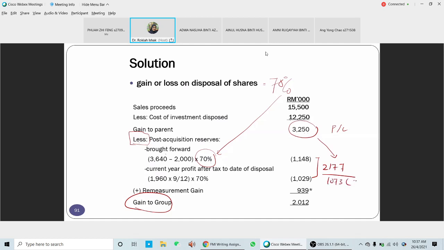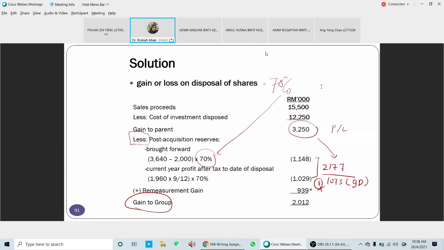1073 here is gain on disposal. And then remember that your remeasurement gain is also a part of the gain on disposal. So you need to add this one together with this one. So altogether, the gain to the group will be 2014. Are you okay with that one? Any questions that you have for this one?